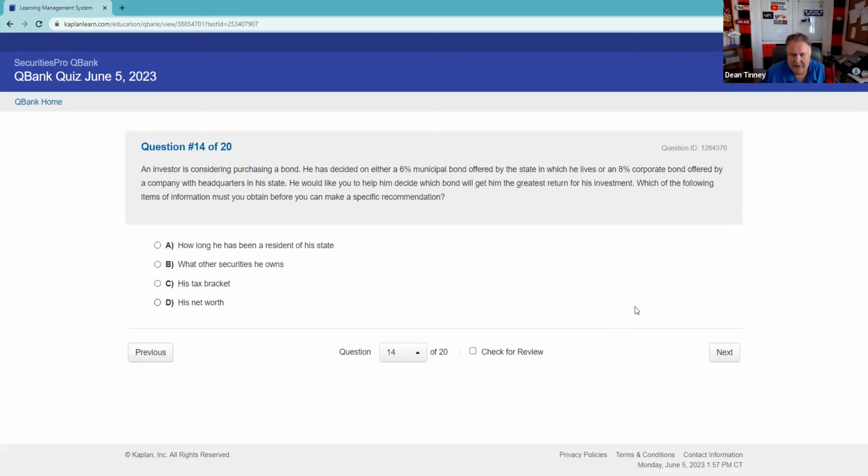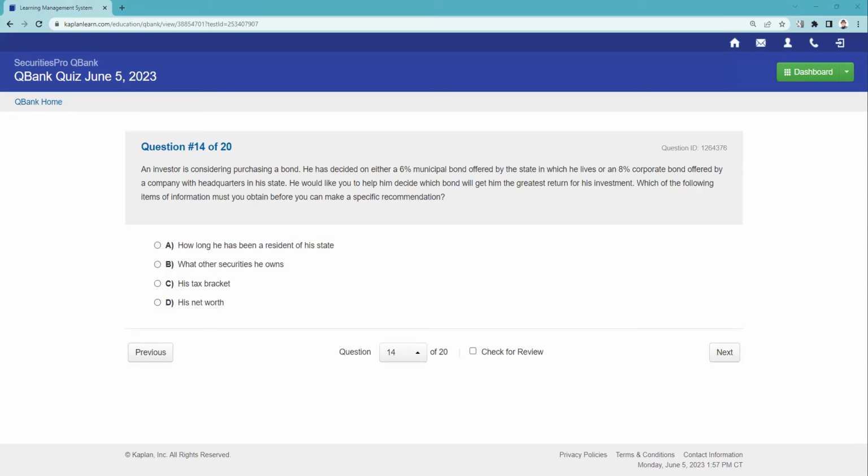Okay. An investor can consider purchasing a bond. He has decided on either a 6% municipal bond offered in a state in which he lives, or an 8% corporate bond offered by a company with headquarters in his state. He would like you to help him decide which bond will get him the greatest return on his investment. Which of the following information must you obtain before you make a specific recommendation?